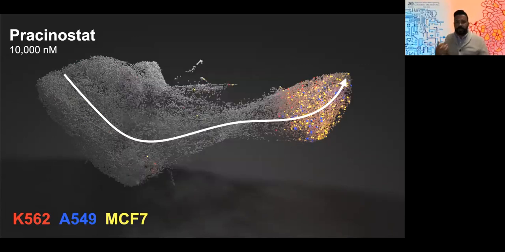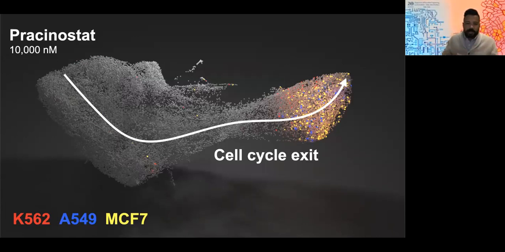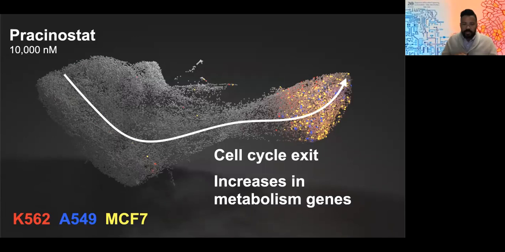Now, we also conducted differential expression analysis across this trajectory, and we wanted to identify the pathways that define progression across this trajectory. We found that this is defined by changes in expression of genes associated with an exit from the cell cycle, which is consistent with the fact that these are very cytotoxic compounds, as well as an increase in genes associated with metabolism. And one particular type of metabolism really pointed to a key role of HDACs within cellular homeostasis.